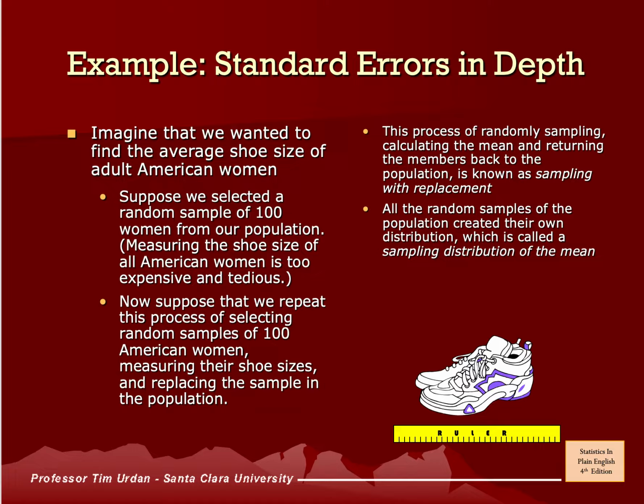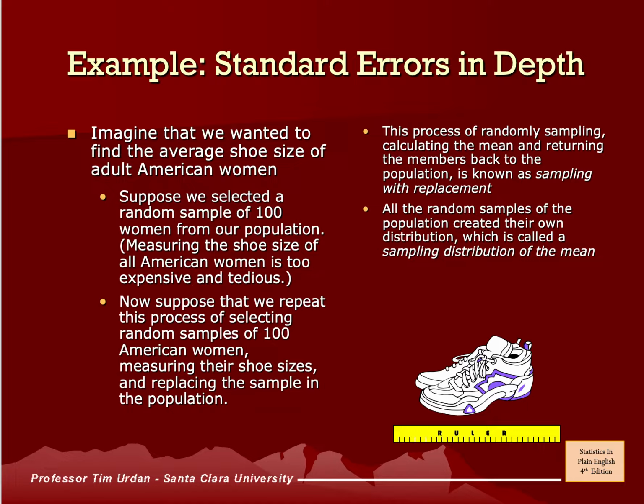So I'm going to suppose that we then repeat this process to see if our mean is right, because 100 people isn't really a huge sample when you're looking at all women in America. So maybe I do it a couple times to check my work. So this process of repeatedly checking my work and taking a sample to calculate the mean and then putting those members back to be reselected is known as sampling with replacement.